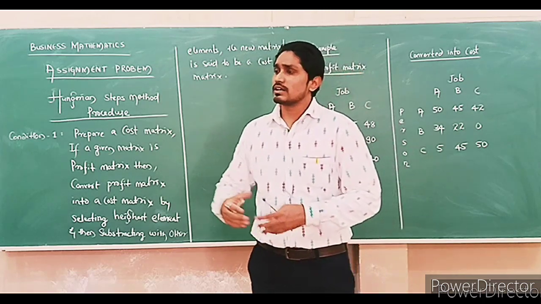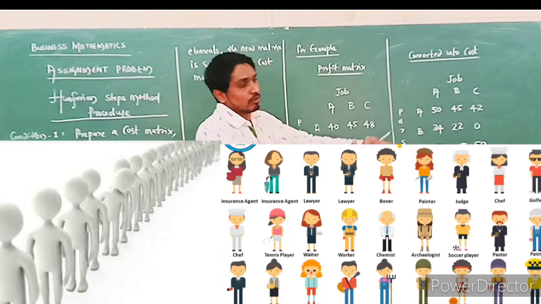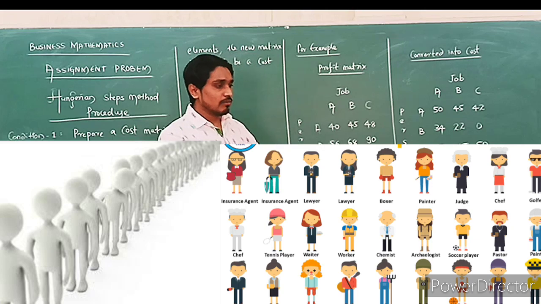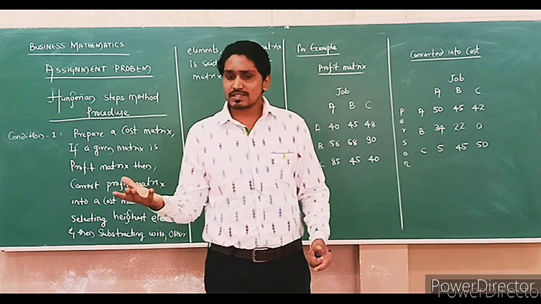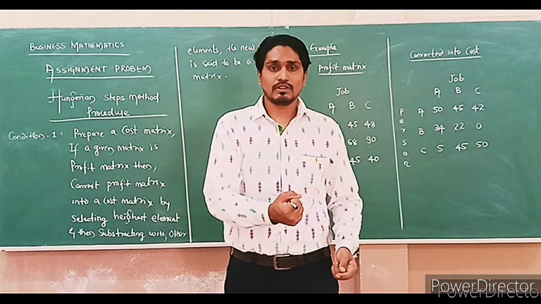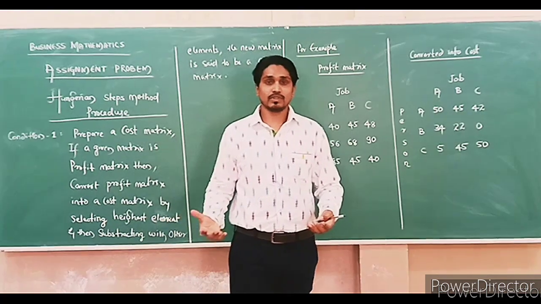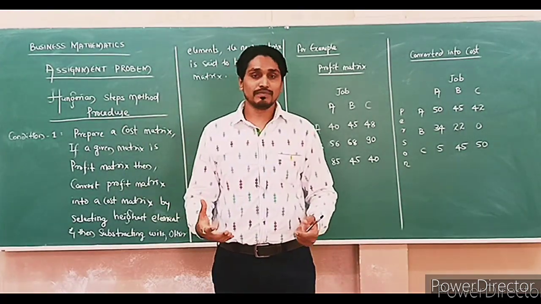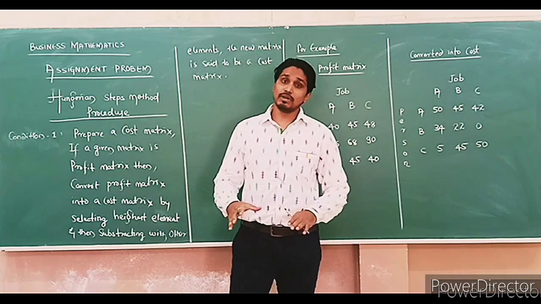Suppose there are n number of persons and n number of jobs. Now the problem is, what person should be assigned for what job, given the varying degree of efficiency of each person on a one-to-one basis. Such a kind of problem is known as an assignment problem or transhipment problem.